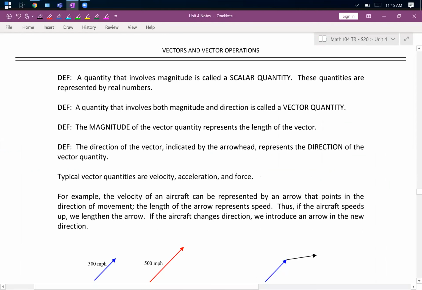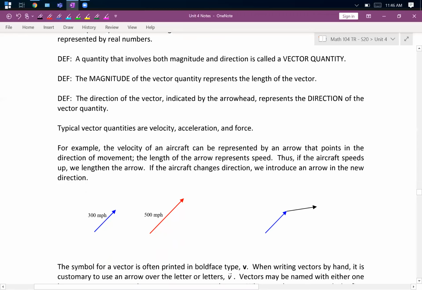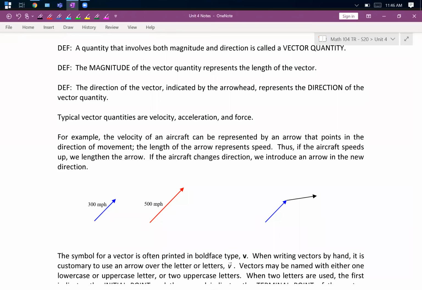A quantity that involves magnitude is called a scalar quantity. These quantities are represented by real numbers. That's why the word scalar number just means real number. A quantity that involves both magnitude and direction is called a vector quantity. So they tell you how big it is and how it's pointing. The magnitude of a vector quantity represents the length of the vector. The direction of the vector, indicated by the arrowhead, represents the direction of the vector quantity.